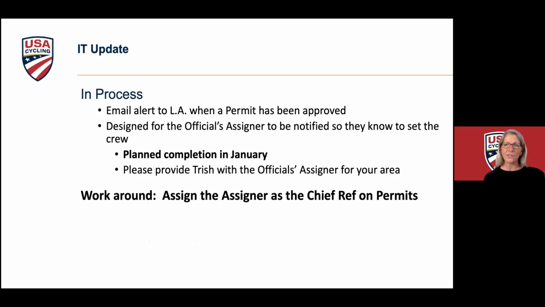And the functionality will happen automatically, where when a permit is started, you will get an email saying there's a permit in your area. That will be tested in January and rolled out sometime in January. And in the meantime, the workaround that we're doing is what I just explained about assigning the assigner as the chief referee on the permit so that you're alerted now.